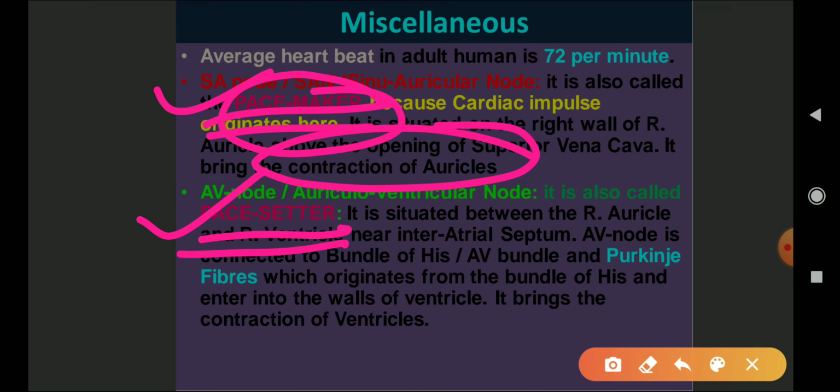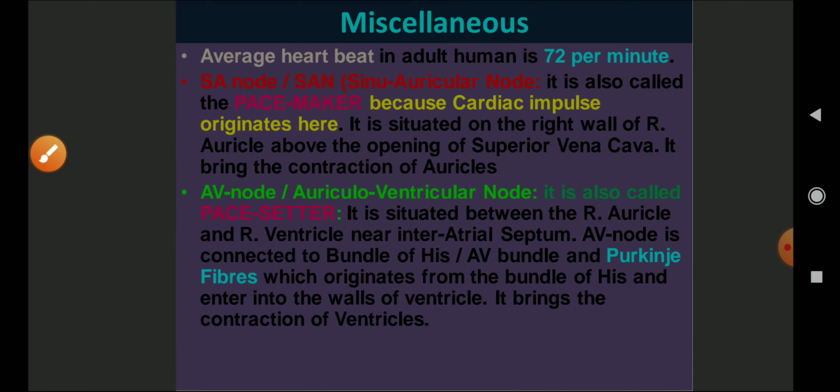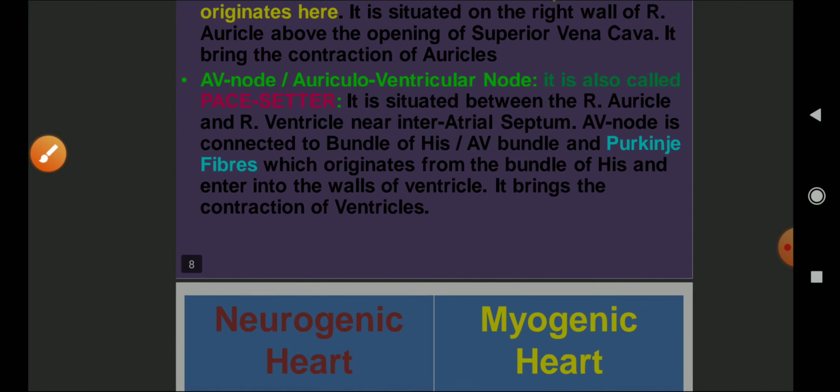What is the function of the AV node? The AV node brings about the contraction of the ventricles, along with the bundle of His and Purkinje fibers. Where is the location of the bundle of His? On the septum between the ventricles. Where are the Purkinje fibers located? Purkinje fibers are located on the walls of the ventricles. So this is all about the SA node and AV node.